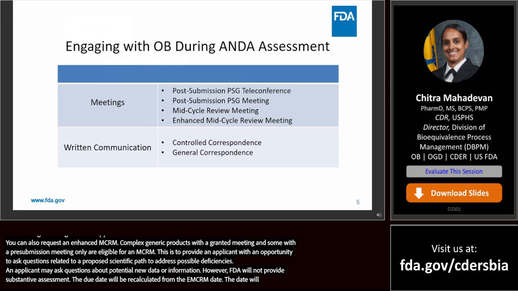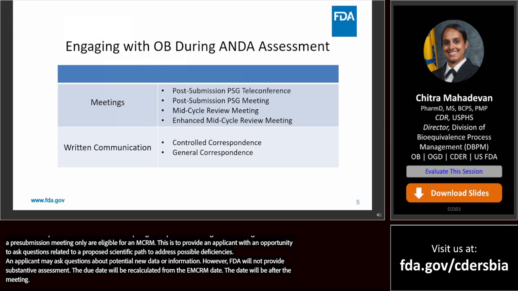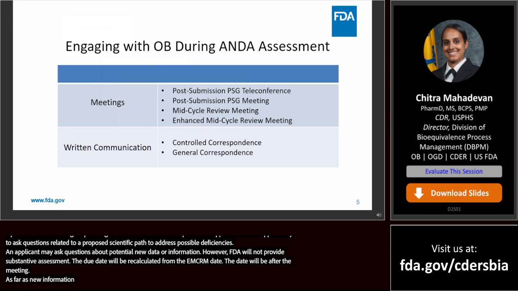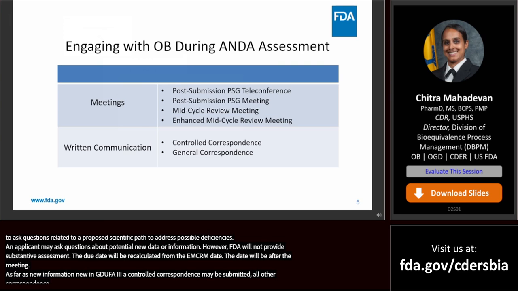And as far as written communication, new in GDUFA III, during the ANDA assessment cycle, a controlled correspondence may be submitted if seeking further feedback after a post-submission PSG teleconference or to seek a covered product authorization. All other correspondence during an ANDA assessment cycle will be general correspondence.